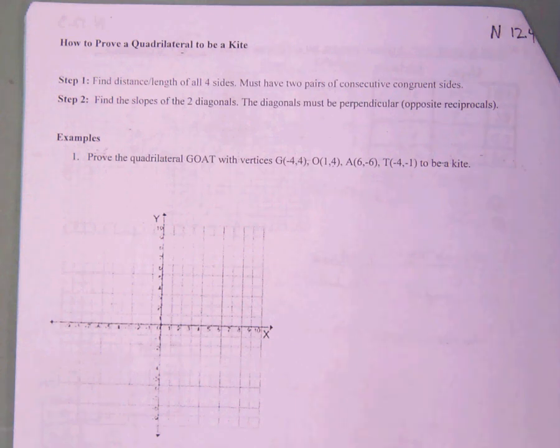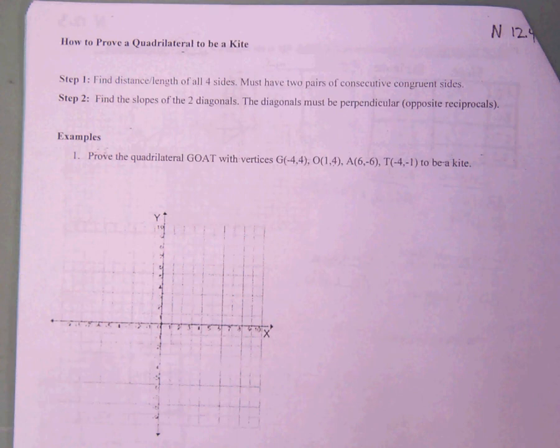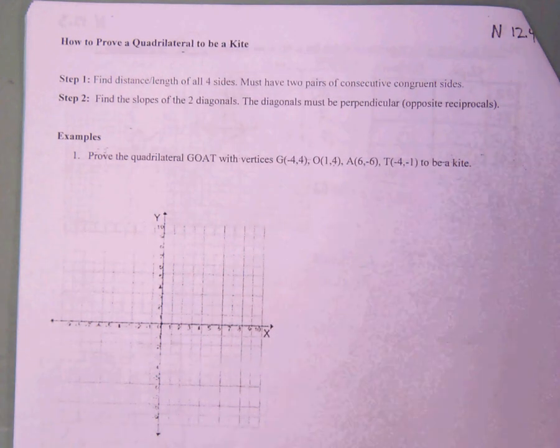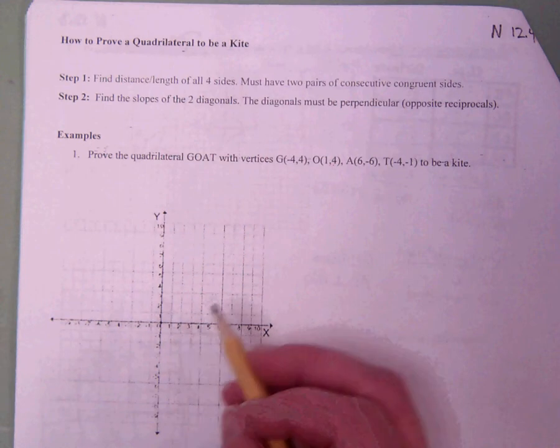This lesson is how to prove a quadrilateral is a kite or trapezoid in Unit 12. I'm starting on page 10, and we'll start with proving a quadrilateral is a kite. Step 1, you need to find the distance of all four sides, and you must have two pairs of consecutive congruent sides. So the first thing we want to do is graph our kite.